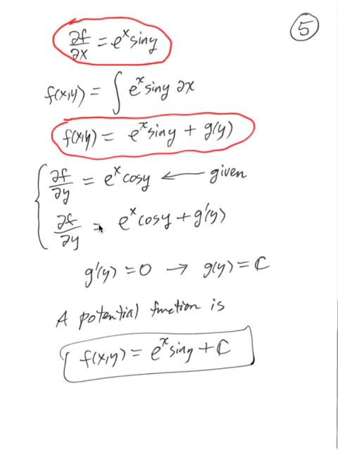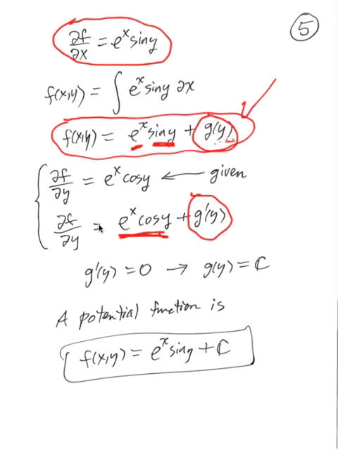Well, here's my reasoning. If f sub x has this form right here, if I took the partial derivative of this with respect to y now, what would I get? Well, the partial derivative of that with respect to y is just e to the x times cosine y. Okay? So I would get this. And what would be the derivative of this with respect to y? It would be g prime of y. This is a whole function of y, right?